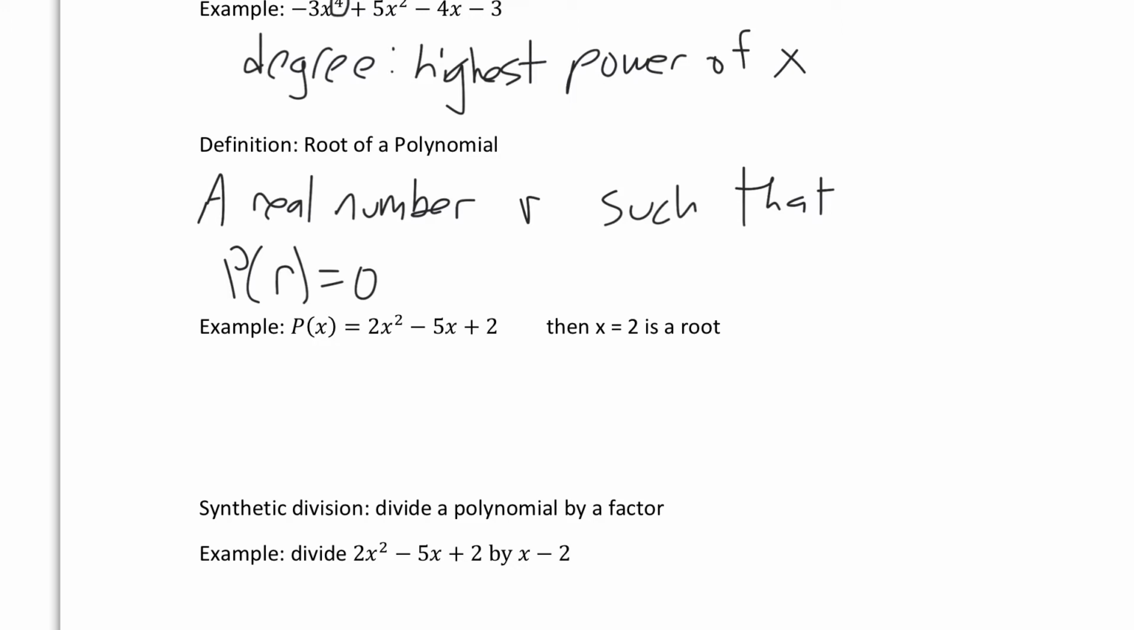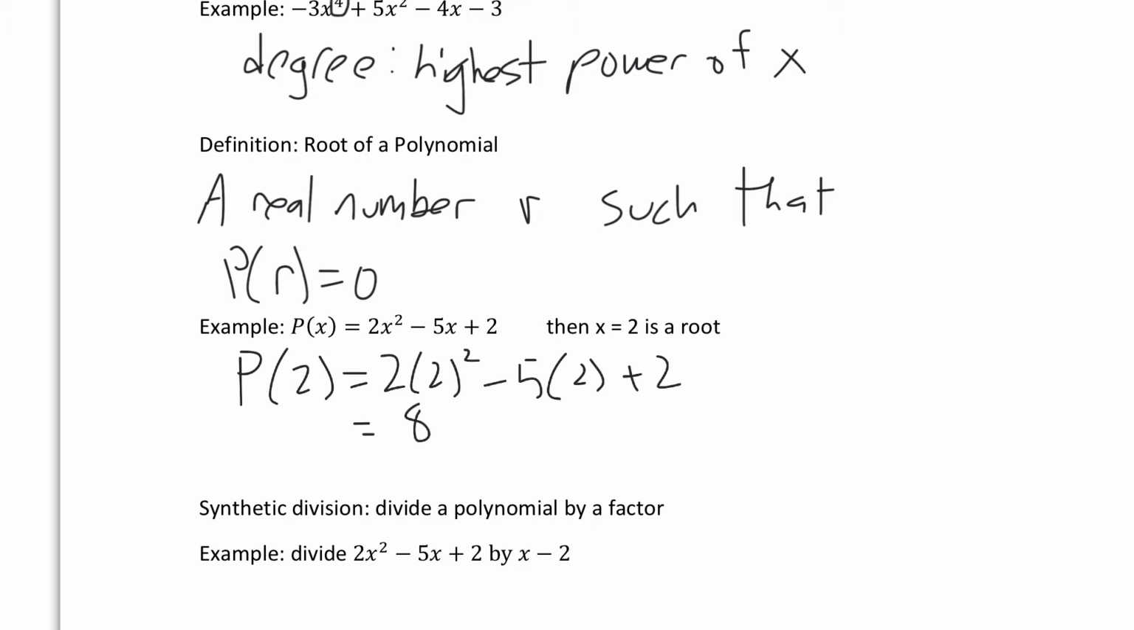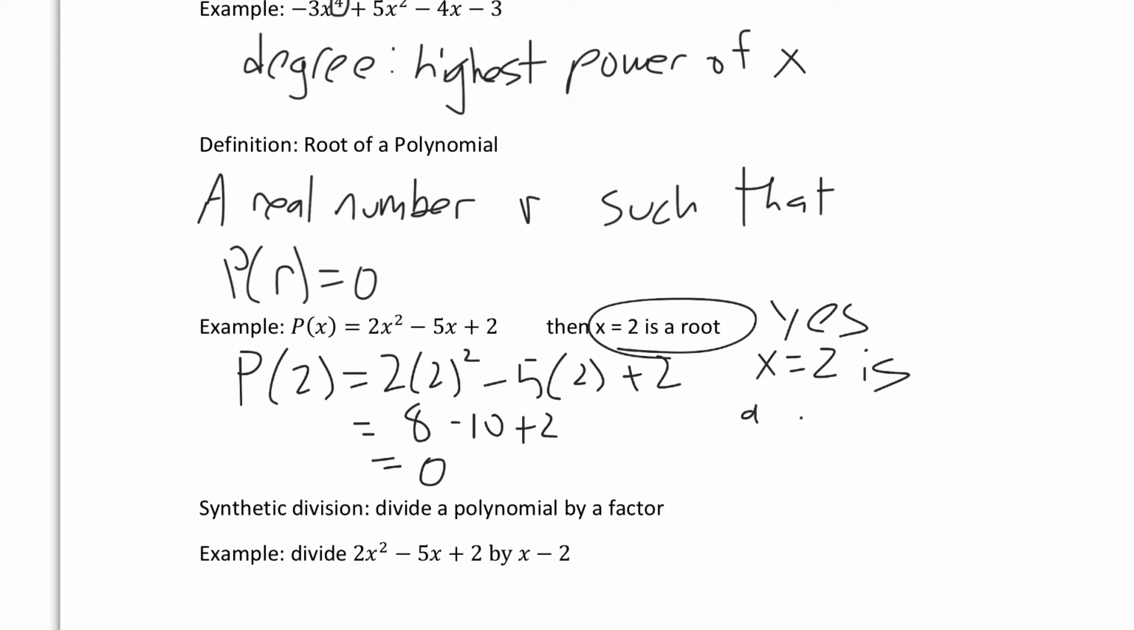So let's say somebody gives you the polynomial 2x squared minus 5x plus 2. Is x equal to 2 a root? Well, to find out, we would have to go ahead and calculate p of 2. So p of 2 would give us 2 times 2 squared minus 5 times 2 plus 2. 2 squared is 4 times 2 is 8, minus 10, plus 2. Sure enough, we get 0. So yes, x equals 2 is a root.